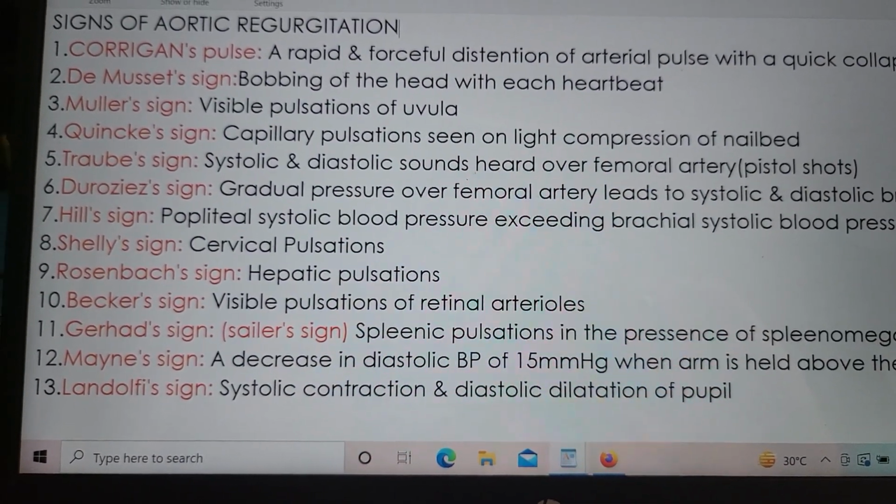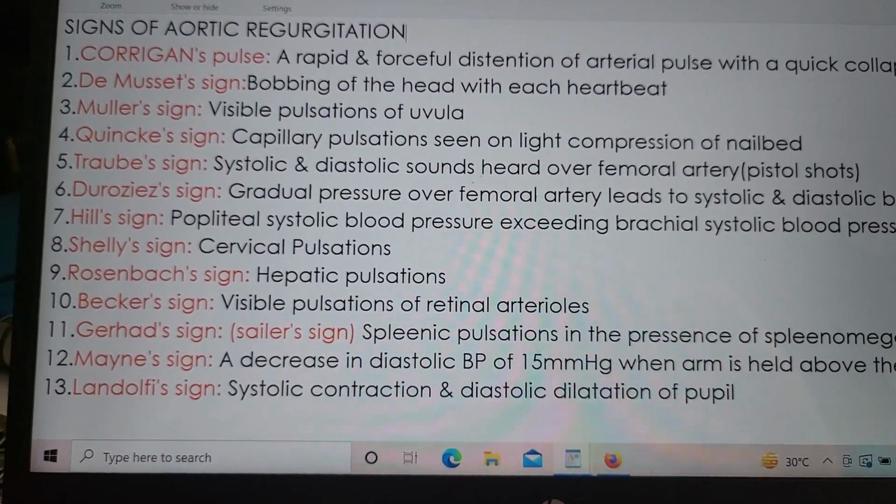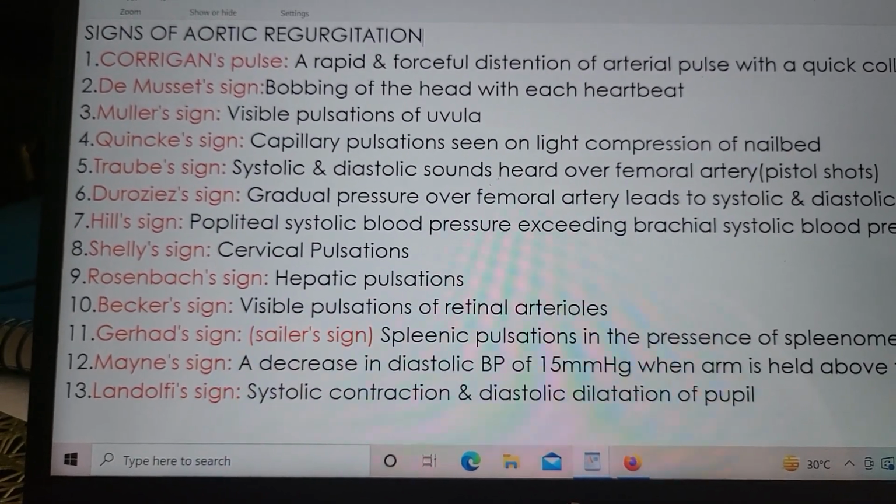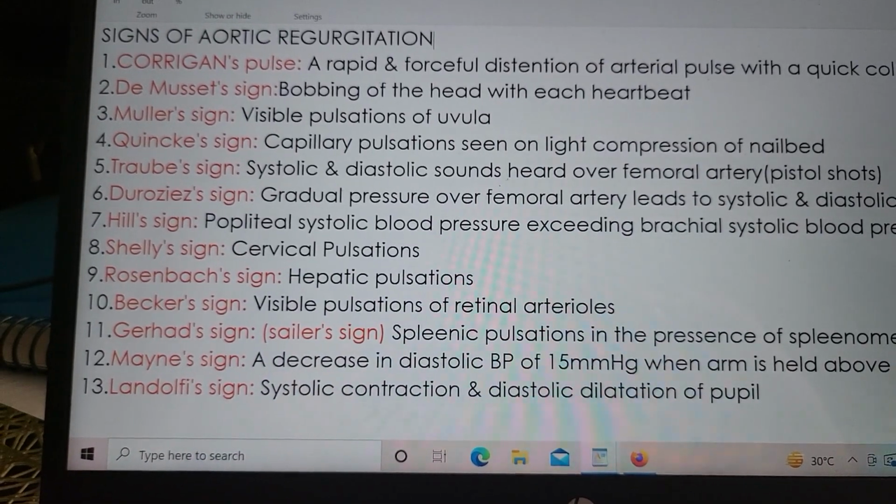Landolfi's sign is systolic contraction and diastolic dilatation of the pupils. So these are the 13 important signs of aortic regurgitation.